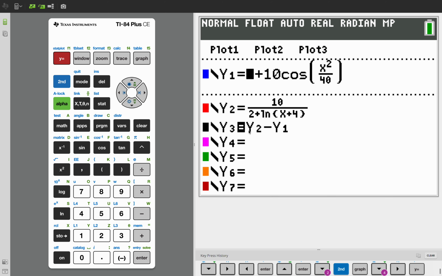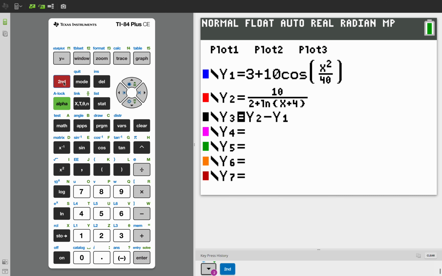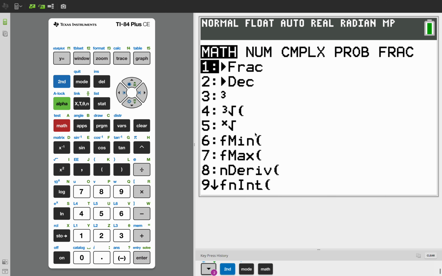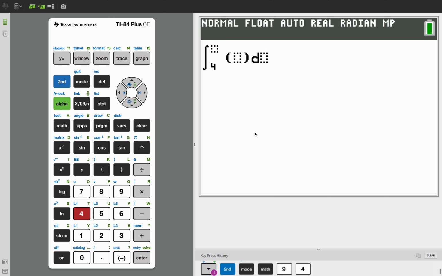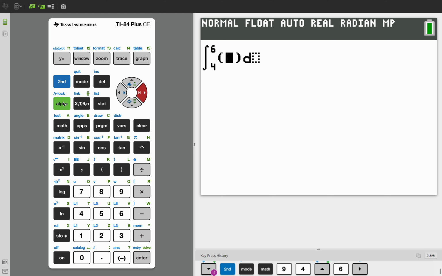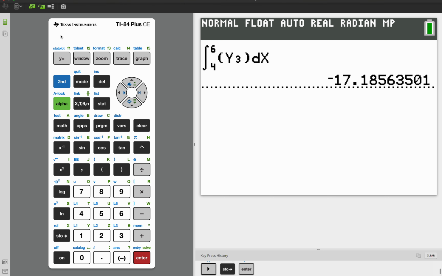The reason why I had you do y2 minus y1 for y3 is because whenever we type in the integral, I'm going to type in 4 to 6, and then y3, so that it's quicker instead of typing in the whole equation, because looking at these problems, we're going to have to use these equations a lot. So for this one, the net change is going to be negative 17.856 gallons.